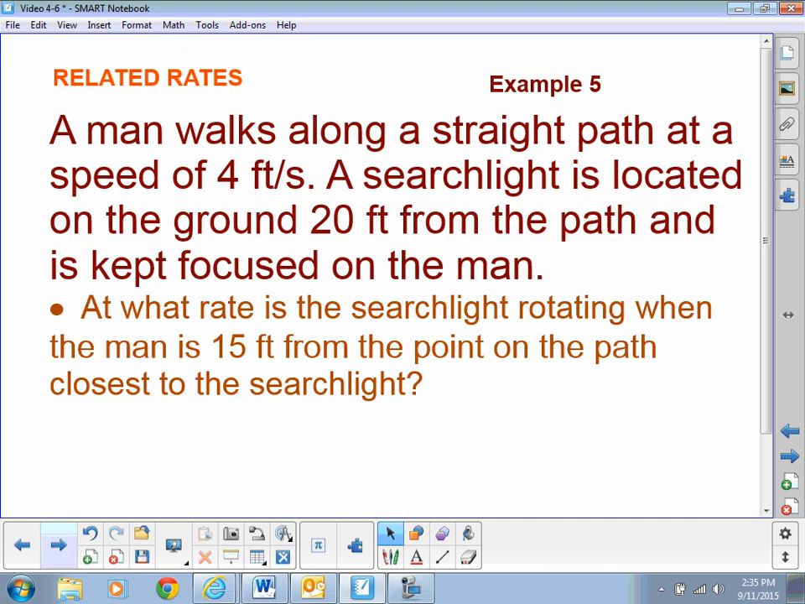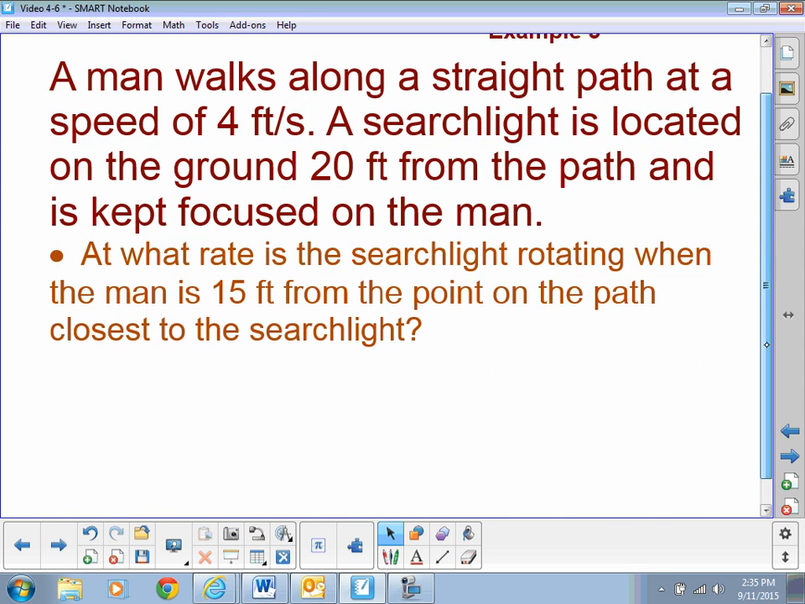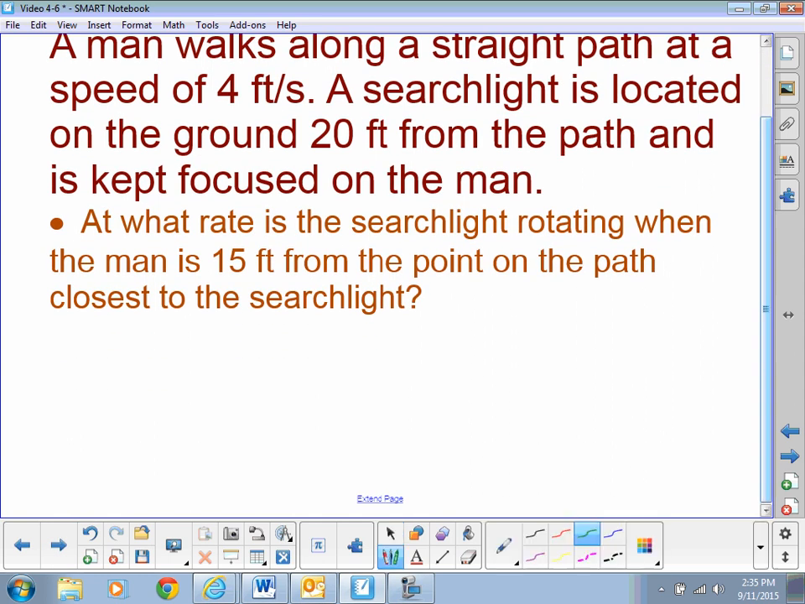So our next related rates example: a man walks along a straight path at a speed of 4 feet per second. A searchlight is located on the ground 20 feet from the path. So let's say this is our searchlight here, 20 feet from some path, and we'll call this x, I guess, the distance that the man is walking.